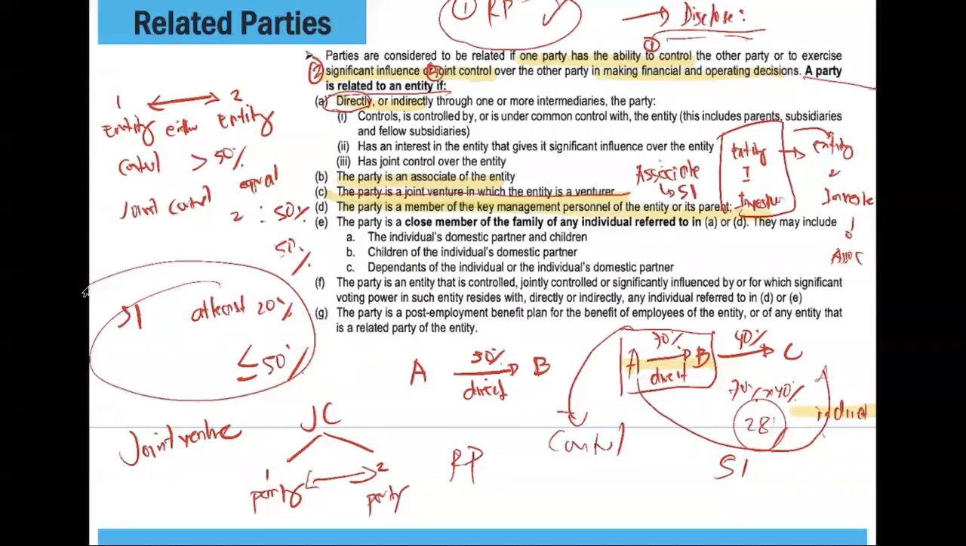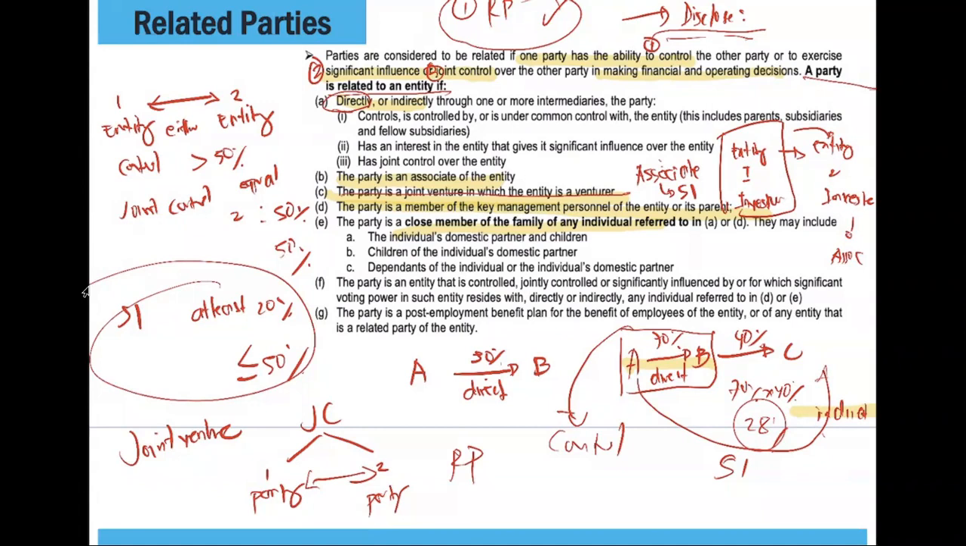Next, the party is a close member of the family or any individual referred to in A until letter D. They may include the following: domestic partner and children, and then we have your dependents of the individual or the individual's domestic partner. So, in short, any close member of the family, which is the partner or the children. So, yung asawa mo, at saka ang mga anak ninyo.